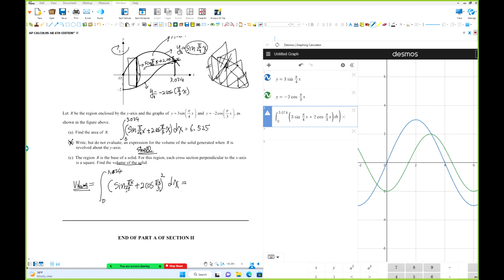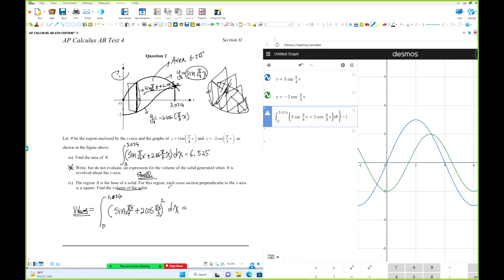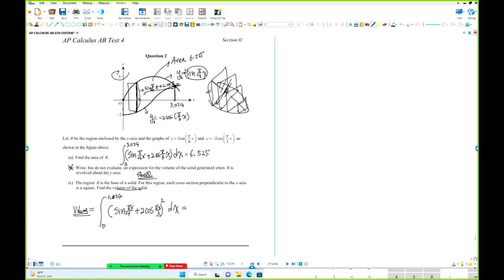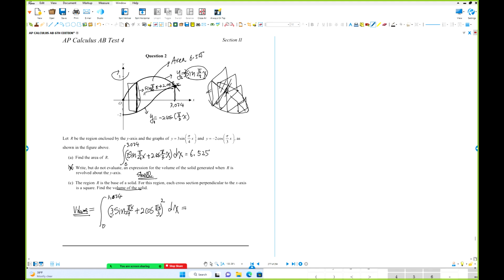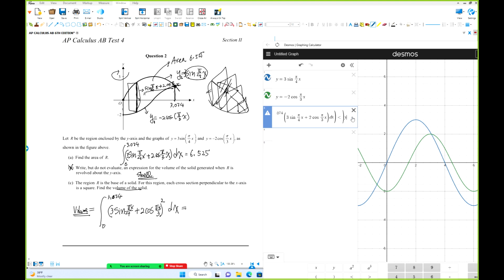But this is almost the same, right? That's a 3 sine. I forgot again. We did this one before. Let me check. That is a 3 sine, pi x over 4 plus 2 cosine pi x over 4, and the square, right?